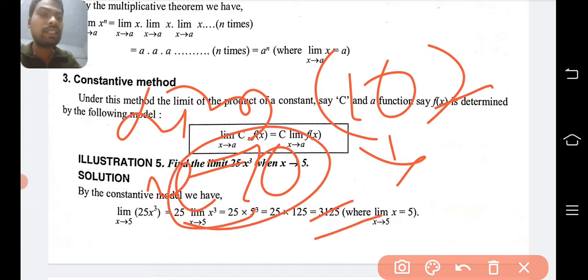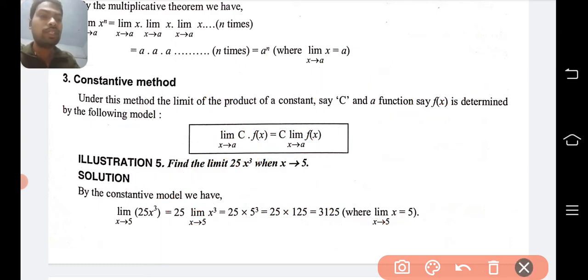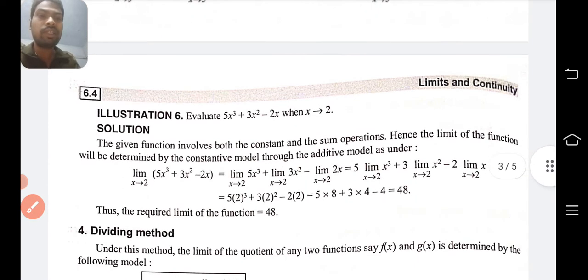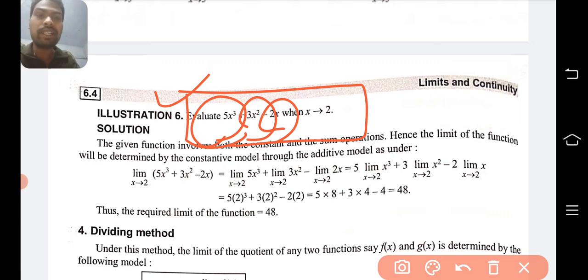So in this case the limit would be 10. Clear? I think so. Next, come to a different example. Okay, so you will do it on your own. If there is a problem, then we will discuss later. Clear? 5x cube plus 3x square minus 2x. So according to your additive theorem, you will take each term separately, the limit of each term separately.